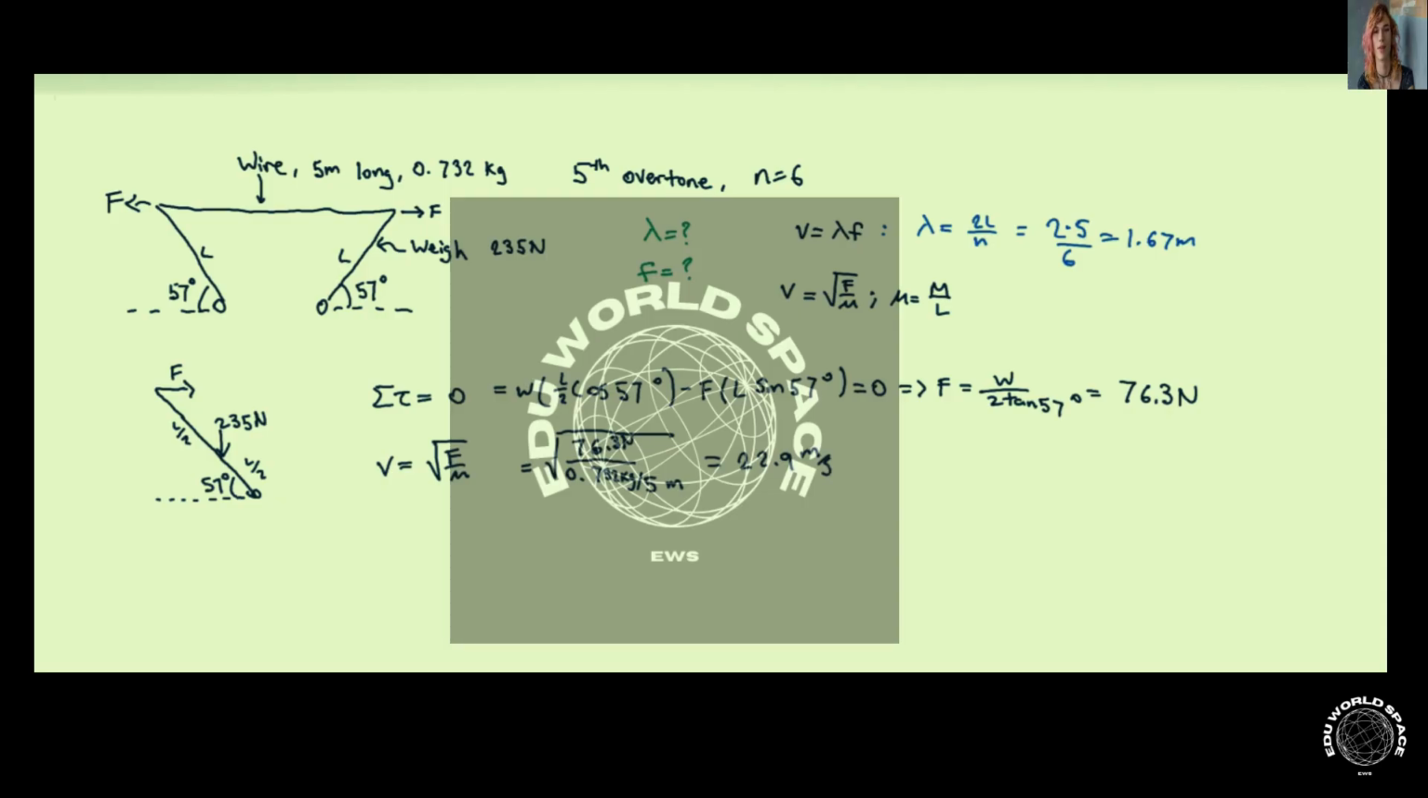So n equals 6 for the fifth overtone, and we've calculated the wavelength. Now we can go ahead and calculate the frequency. Let's just box this up here in green since it is one of our final answers. Our frequency is going to be v over lambda, which is 22.9 meters per second divided by 1.67 meters. And that is equal to 13.7 hertz.